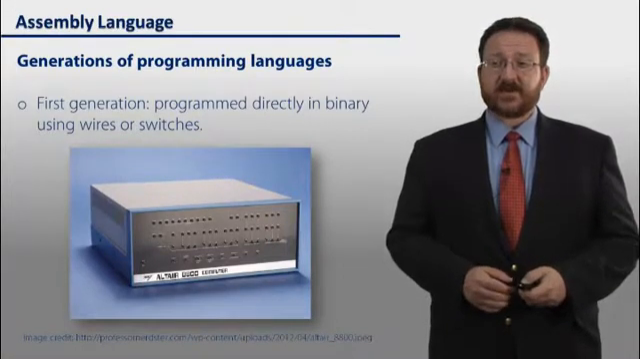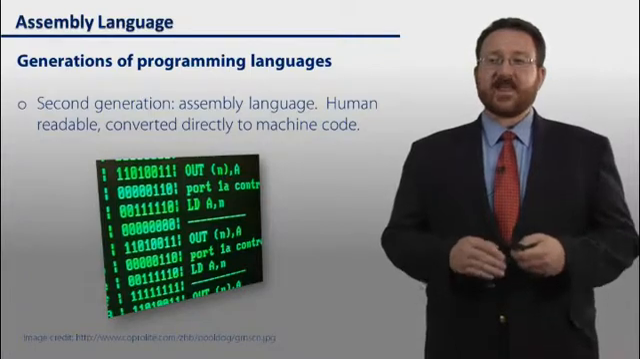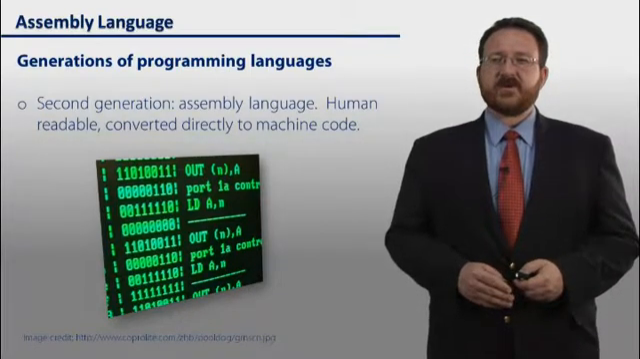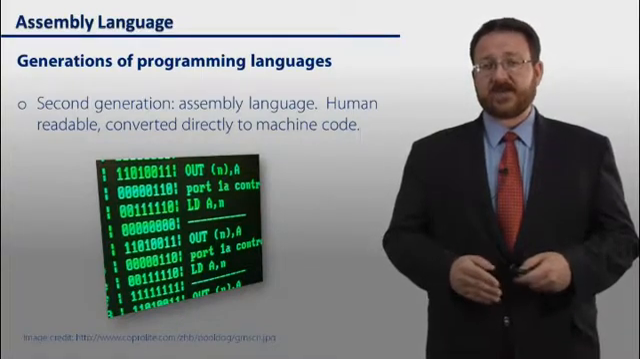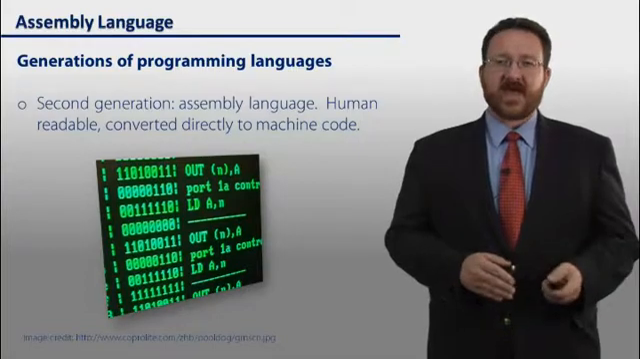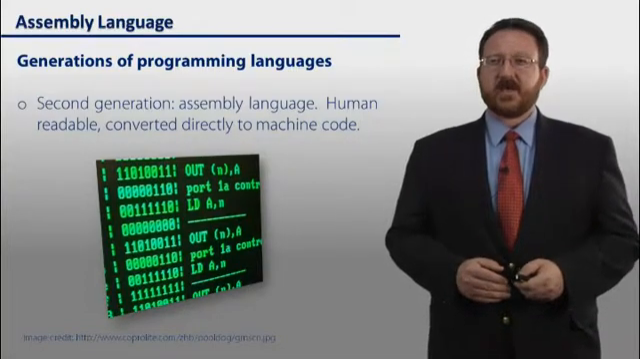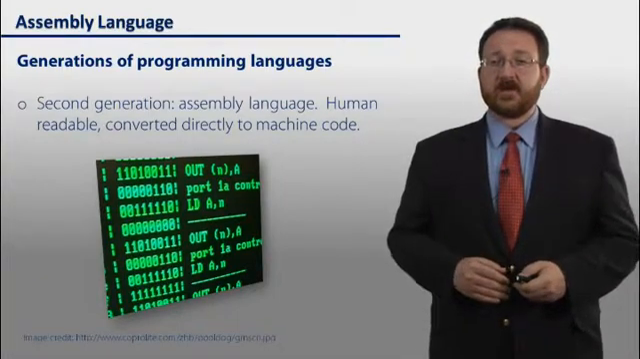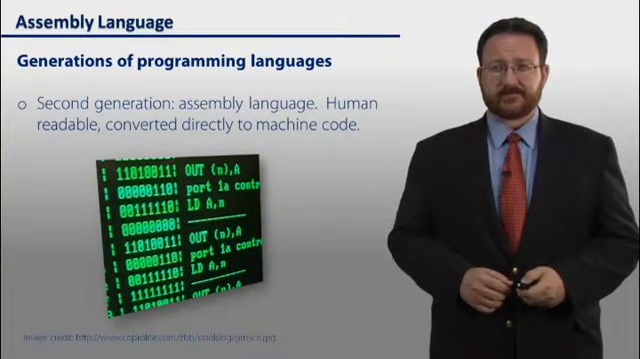This was a very difficult way to program computer systems. So a second generation of languages called assembly languages emerged. In assembly language, humans could read and write these languages with a little bit of difficulty. So instead of programming directly in binary, the programmer could understand a load instruction, or an add instruction, or a store instruction, or a branch instruction. But these languages were then run through a separate program called an assembler that produced as output the machine code that would execute on the machine.